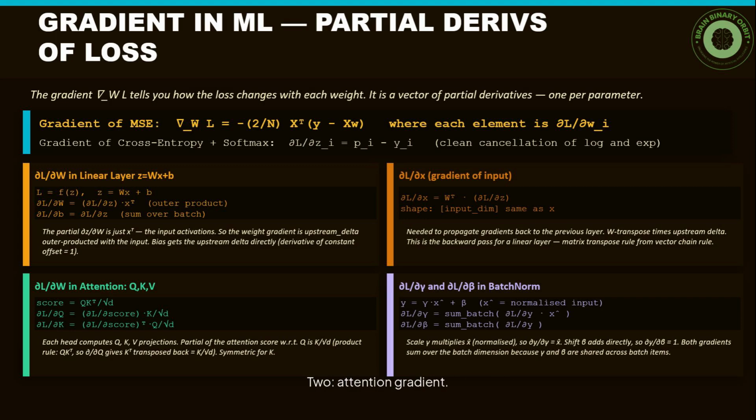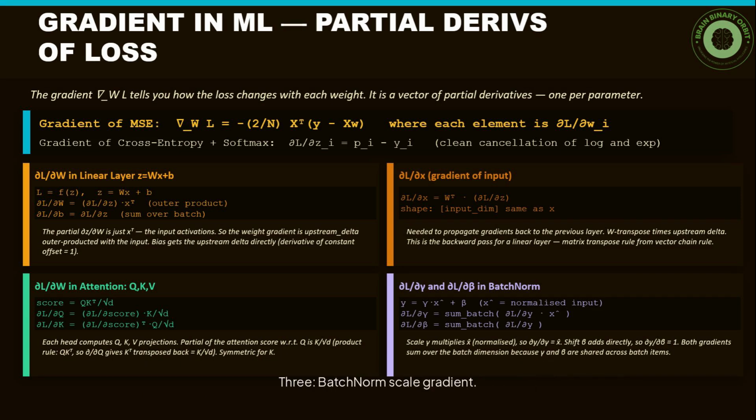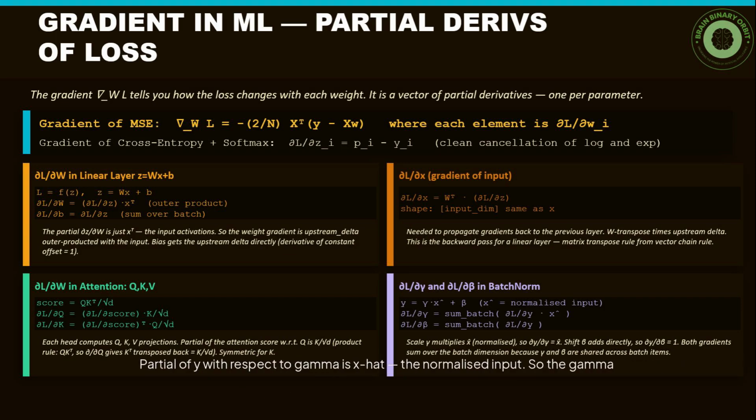2. Attention gradient. The attention score is q times k transpose divided by root d. The partial of the score with respect to q_ij is k_ij divided by root d, treating all other q and k elements as constant. 3. BatchNorm scale gradient. Output y equals gamma times x hat plus beta. The partial of y with respect to gamma is x hat, the normalized input. So the gamma gradient sums the product of upstream gradient and normalized input over the batch.